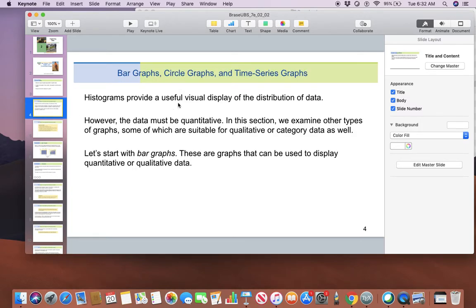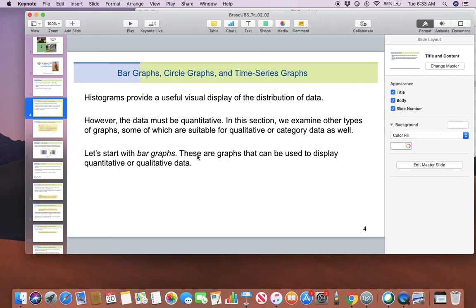Histograms provide a useful visual display of the distribution of data. However, the data must be quantitative. Quantitative means numeric, right? In this section, we examine other types of graphs, some of which are suitable for qualitative or category data as well. So that's what we want to study in this section, graphs which will represent qualitative data.